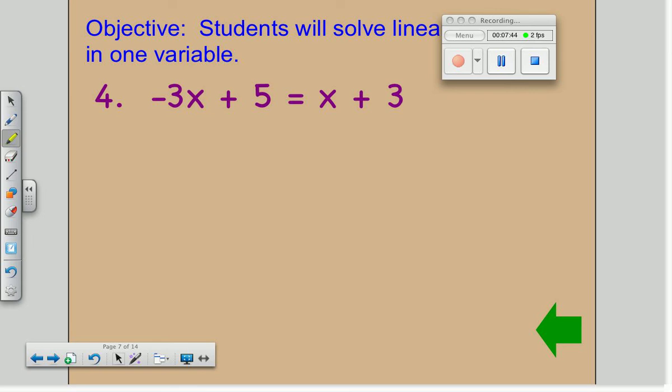So let me highlight them again because I think that kind of helps. So I have my x's here. This time I'll use blue, see if it comes out better. You can see it better. Oh yeah, you can, that's better. And I have my constant terms here.